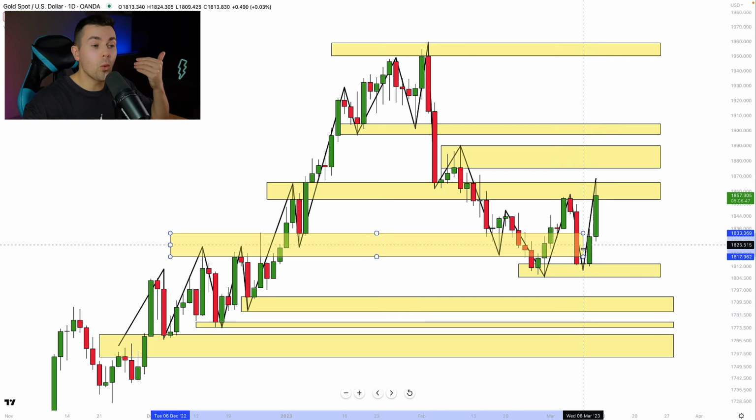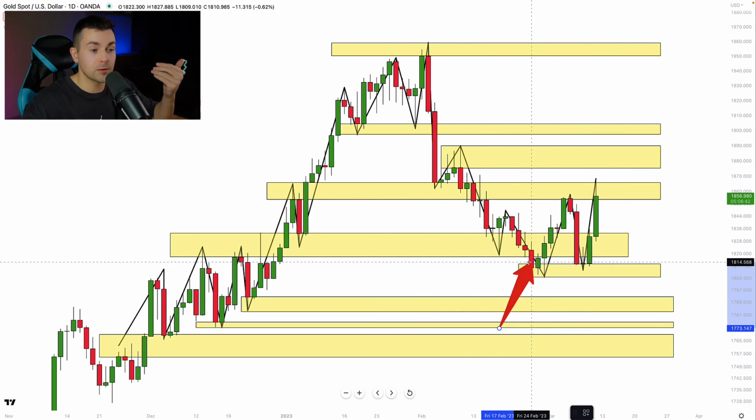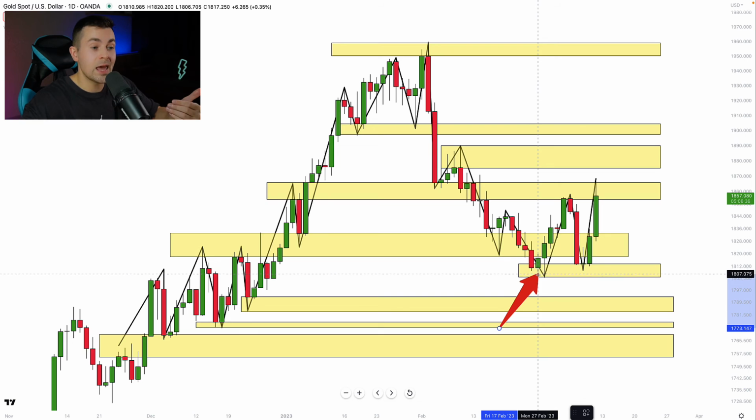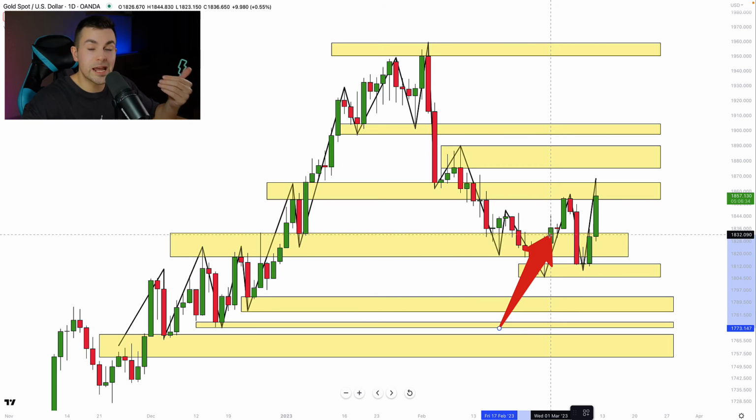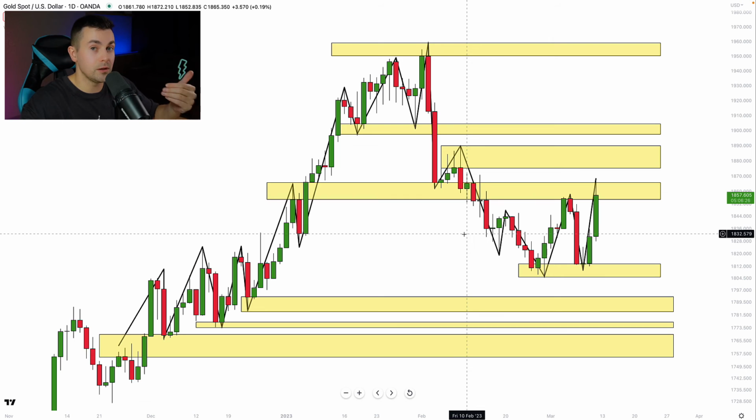The reason why we don't consider that structure is the fact that over here, that structure was broken to the downside. You can see that here bears violated that, and then bulls started to push and neglected that structure as well. So here that structure became invalid, and we don't take that into consideration anymore.